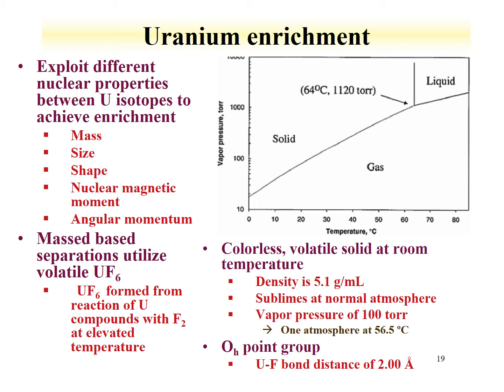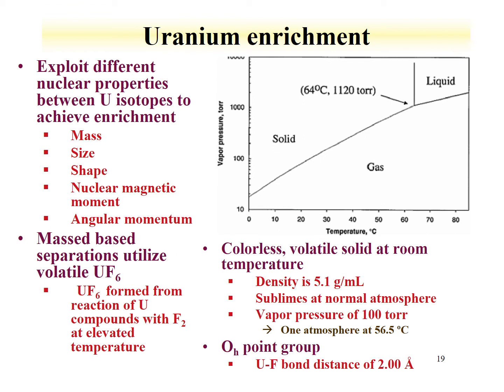In order to achieve a separation of uranium isotopes, methods other than chemical separations are going to need to be exploited. The differences in the isotopes can be primarily mass, or perhaps even the nuclear magnetic moment, thinking about the difference between uranium-235 with a different spin and parity than uranium-238. Mass-based separation utilizes uranium hexafluoride. Uranium hexafluoride is volatile, as we can see here from the phase diagram. It has a large gas phase component.